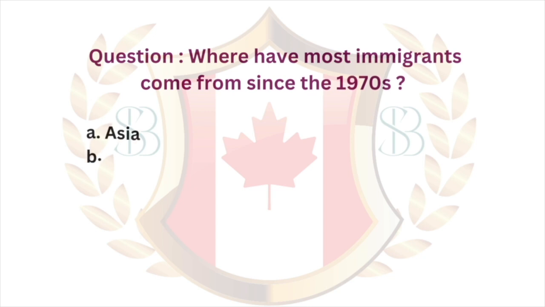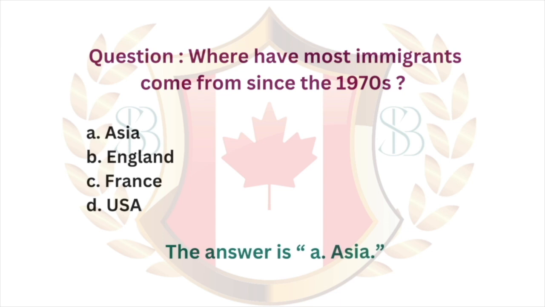Question. Where have most immigrants come from since the 1970s? A. Asia. B. England. C. France. D. USA. The answer is A. Asia.